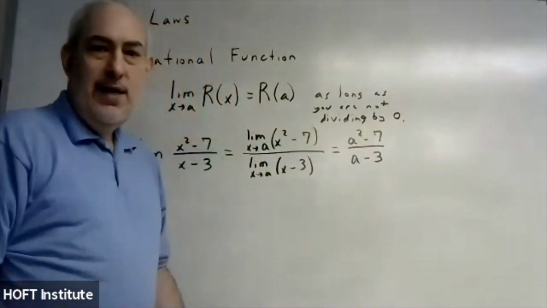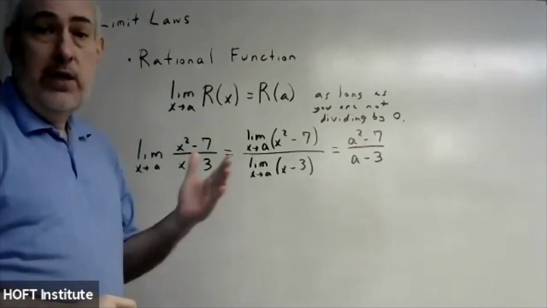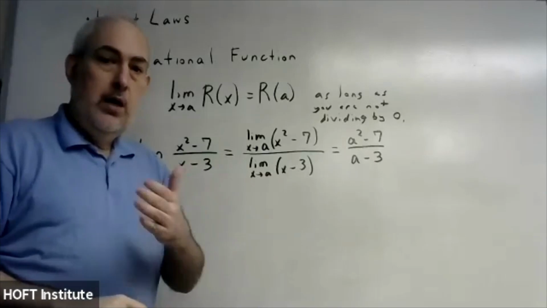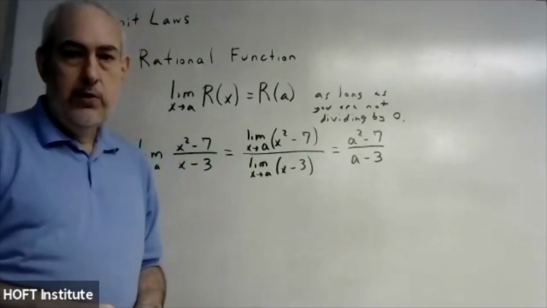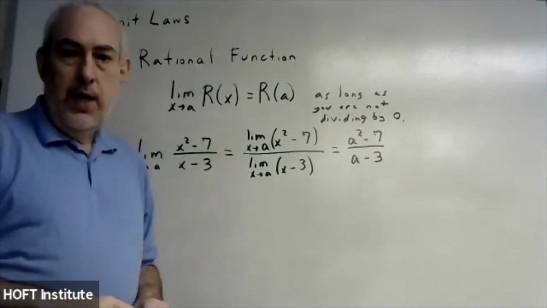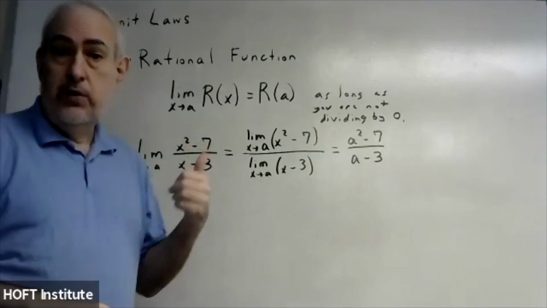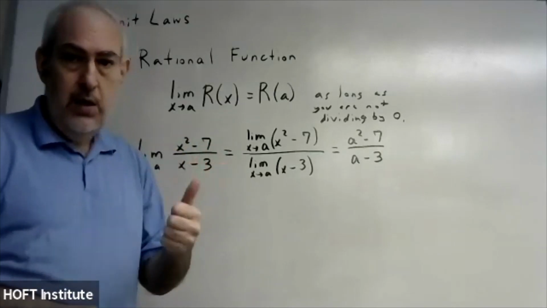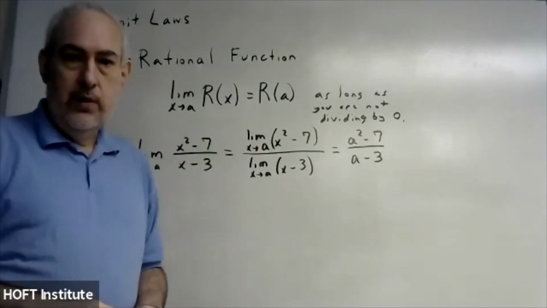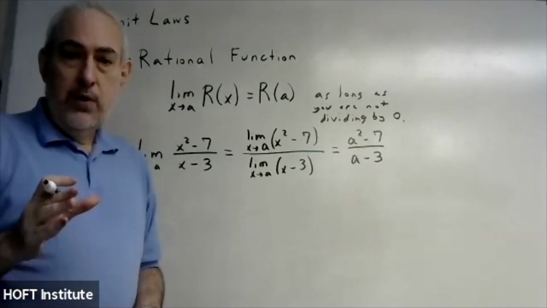So that's a little teeny clause, a little catch you have to watch out for, but essentially rational functions are exactly the same as polynomial functions. In order to evaluate the limit, simply plug in your a, and if you get a number back out, meaning you're not dividing by 0, then that's the value for your limit. Okay, so that's going to be it for now.